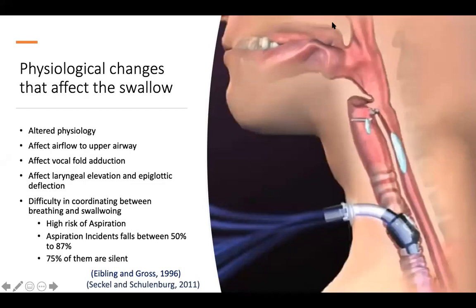Okay, so physiological changes with tracheostomy that affect the swallow. It's the same altered mechanism. When a trach is inserted, we lose the upper airway circulation, so we lose the subglottic air pressure. We lose the vocal folds adduction during the swallow, and the false vocal folds adduction. The muscles weaken, especially if the patient has been trached for a long period of time. The muscles atrophy. It affects the laryngeal elevation and the epiglottis deflection. So it increases the risk of aspiration.